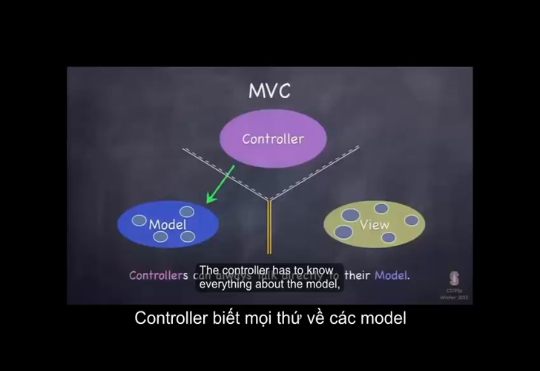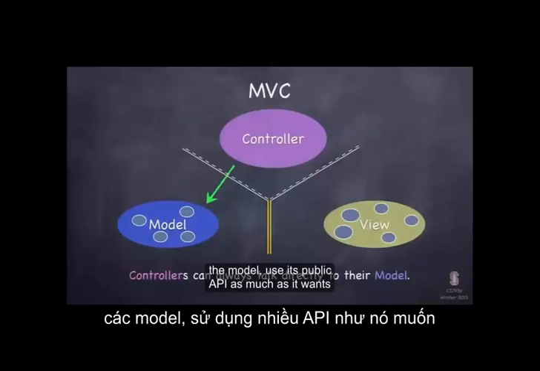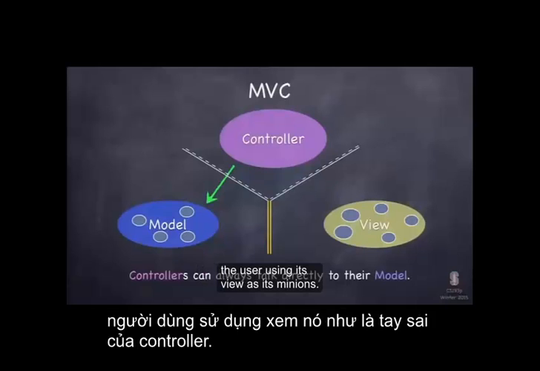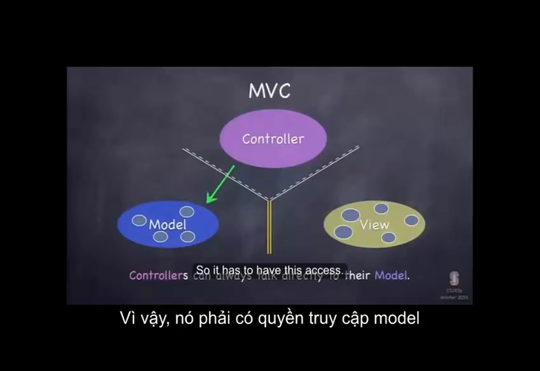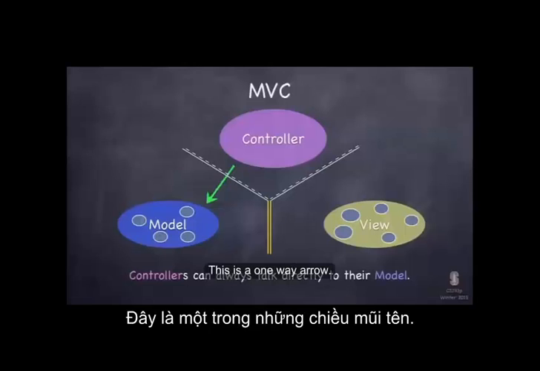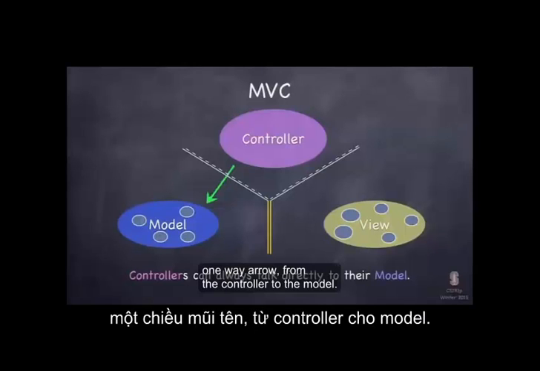The controller has to know everything about the model, and it has to have complete ability to talk to the model, use its public API as much as it wants, because the controller's job is to present the model to the user using its view as its minions. So it has to have this access. That's full, unrestricted access the controller has talking to the model. This is a one-way arrow from the controller to the model.